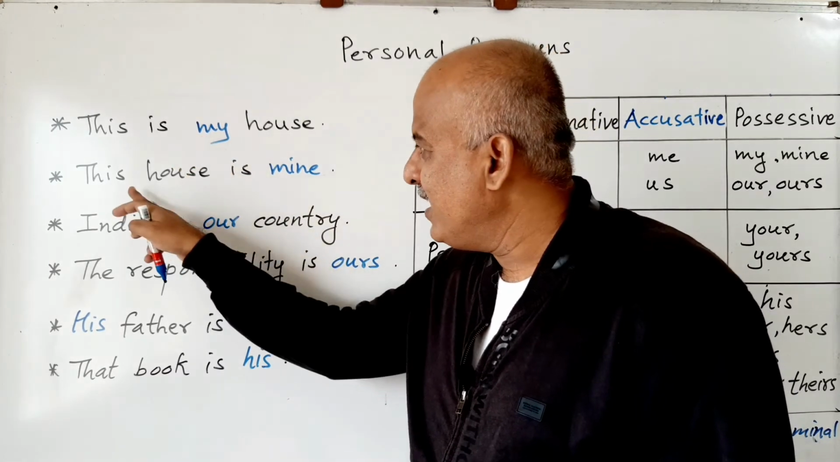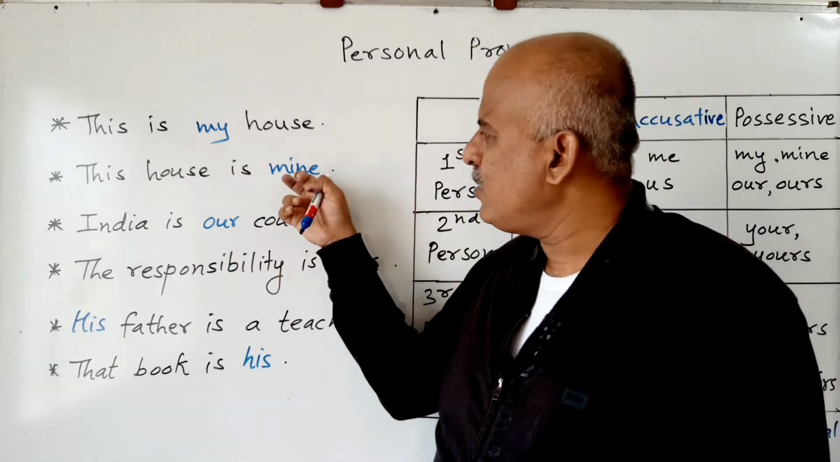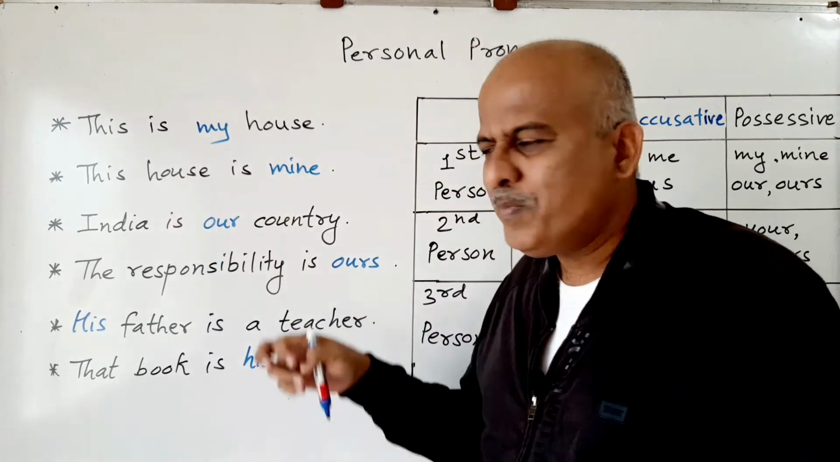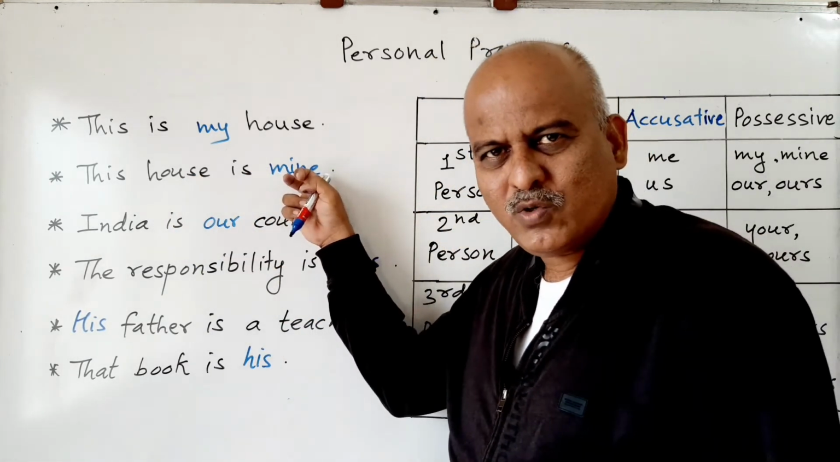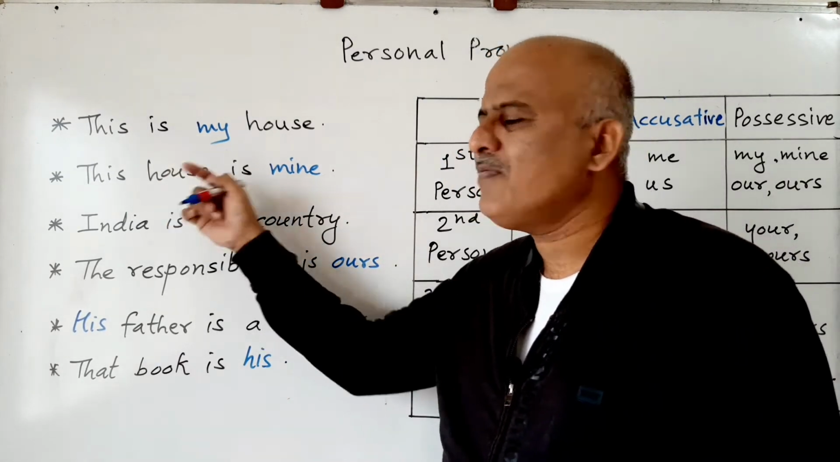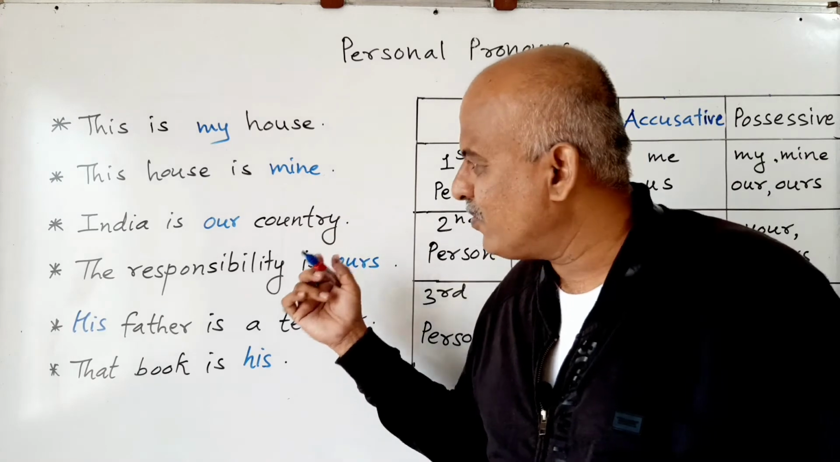Possessive adjective. This house is mine. Here also the word mine tells about the possession of the house. Who possesses the house? It is told by mine, and so it is possessive pronoun. Why is it pronoun? Because it comes after the noun.